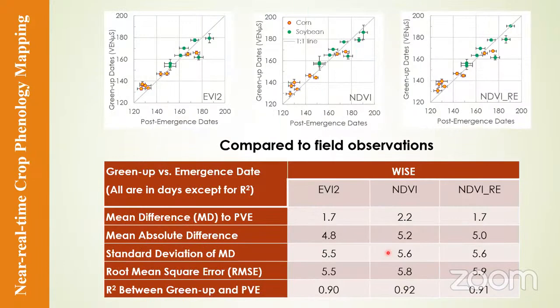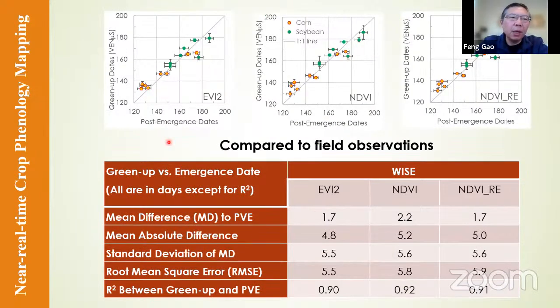And then we can compare to the actual field observation, and I use those to compare the different vegetation indices. This example shows the EVI2, NDVI, and NDVI red edge band. All of them get a very good result and very high correlation. NDVI is not really bad compared to the EVI2 or NDVI red edge band, because that's the most commonly used, or historically used, vegetation index.